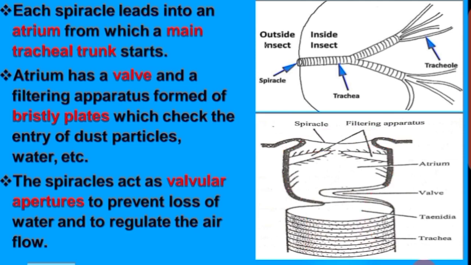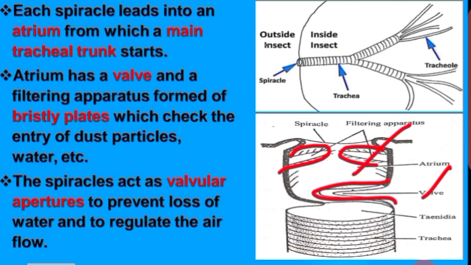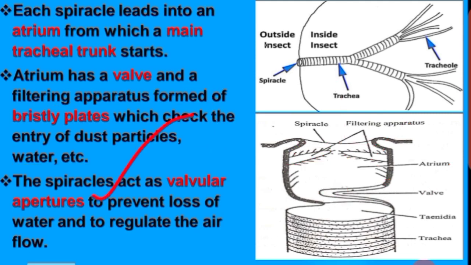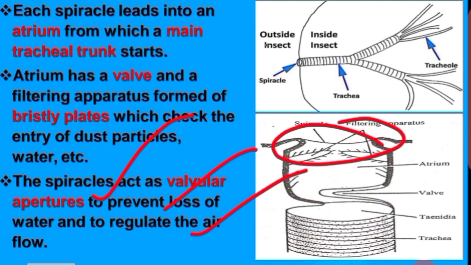This atrium has a wall, see, this is the wall, and a filtering apparatus. This is a filtering apparatus, bristly plates. What is the use of these bristly plates? They check the entry of dust particles and water when air enters inside the spiracle. The spiracle acts as a valvular aperture. What is a valvular aperture? It prevents the loss of water and regulates the airflow. That's why we consider spiracles as valvular apertures.